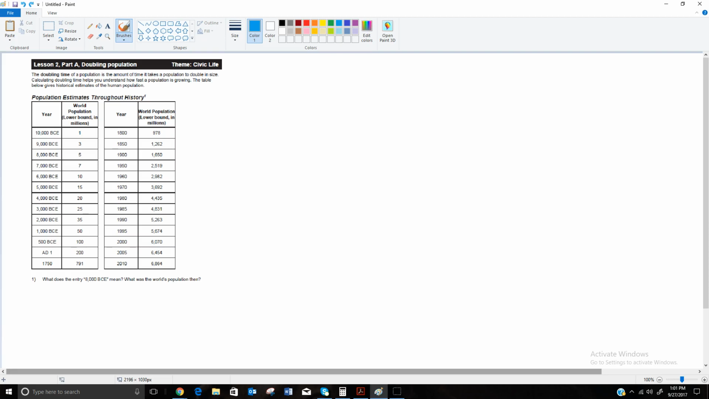I'm going to pick up here with Lesson 2A, which is on doubling population. The first question that is asked here is, what does the entry 8000 BCE mean in this table? So let's just take a look at this table.